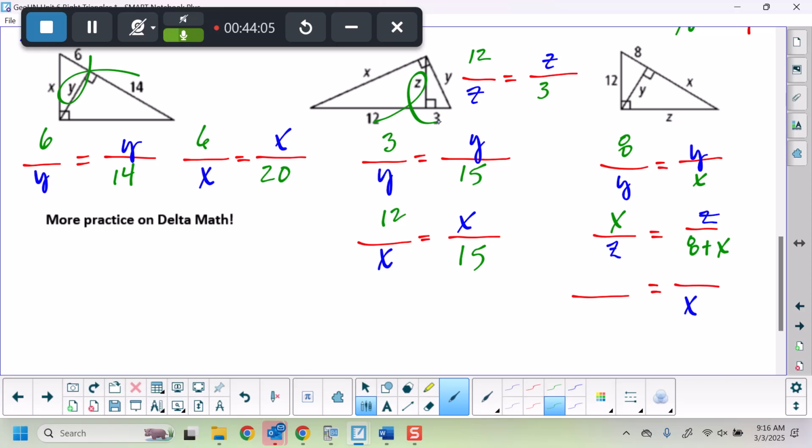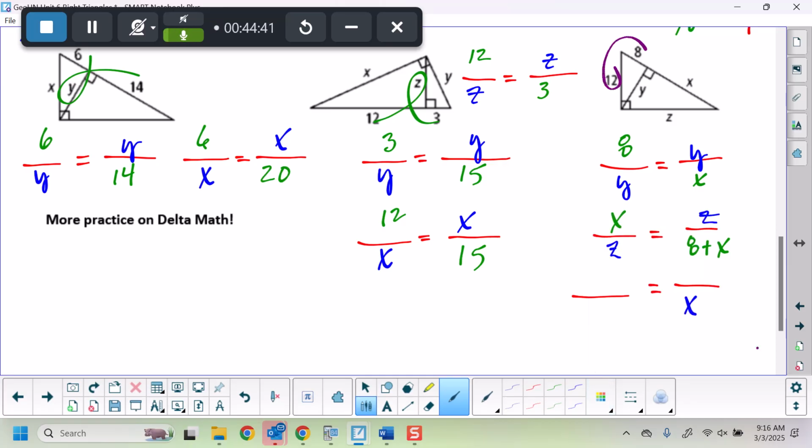Now this one's interesting. I'm going to need some information to solve for X, because when I look at this, Y is the geometric mean between X and 8. And I know that Z is the geometric mean between the piece that's touching, X, and X plus 8. So in order for me to solve these, I need to focus on how I'm going to solve for X. And that's going to come from this conversation here.